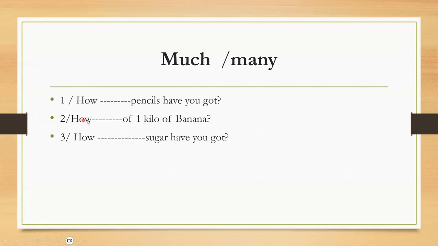Number two, how dash of 1 kilo of banana? I want to ask about the price, so I will say, how much of 1 kilo of banana? Okay. Number three, how dash sugar have you got? Sugar is an uncountable noun. To that, I will say, how much sugar have you got?